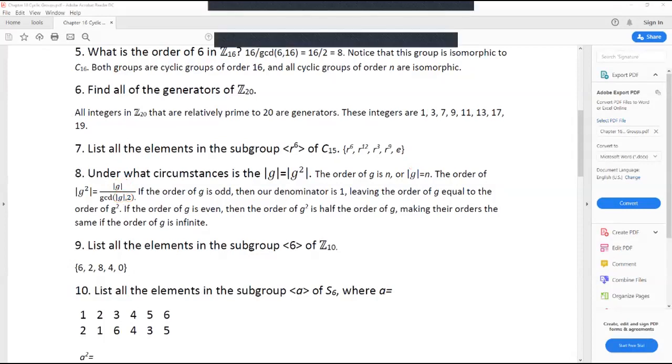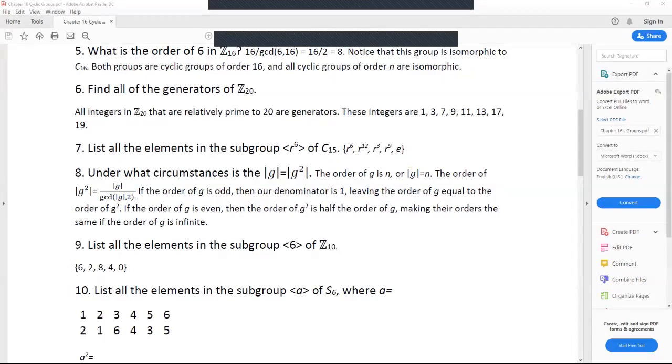If the order of g is odd, then we know that our denominator is 1, because 2 is even, and the only divisor of 2 in any odd number is going to be 1. So if the order of g is odd, then our denominator has to be 1, leaving the order of g equal to the order of g squared.